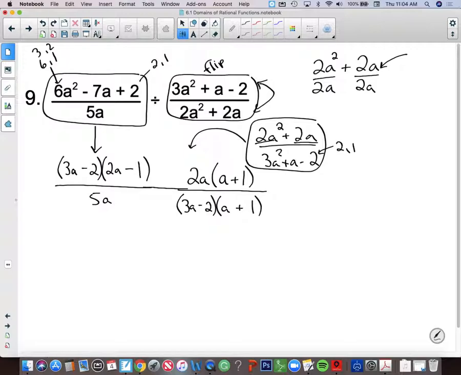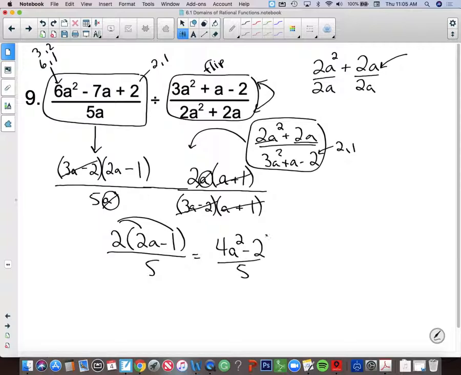So let's just go straight across. We have a 3a minus 2 there, 3a minus 2 there. We've got an a plus 1 there, a plus 1 there. And then we have an a floating around there and there, so we can get rid of those. And then we just rewrite what we're left with. So we have a 2, and then 2a minus 1 over 5. And I'm okay with you guys leaving this like it is. It actually looks a little bit better if I distribute that 2. So I would have 4a squared minus 2 over 5. That looks a lot more clean than the other one does. So if you want to, you can take it that last half a step.